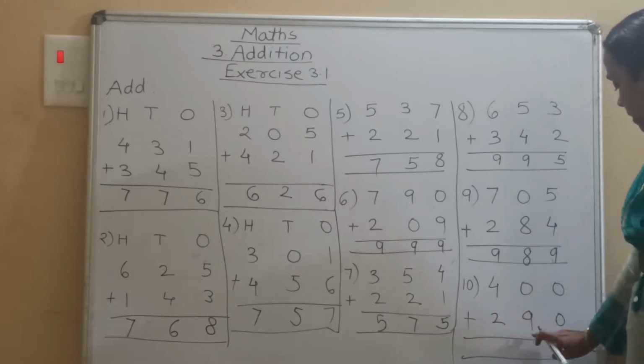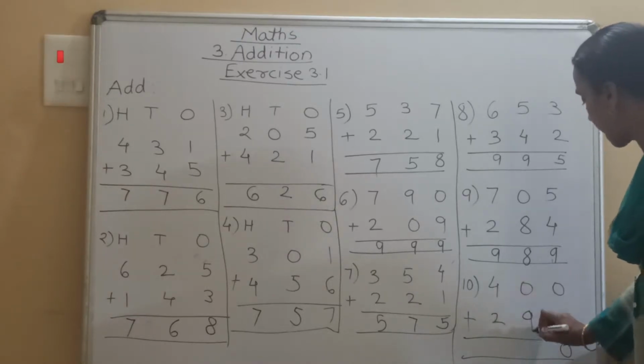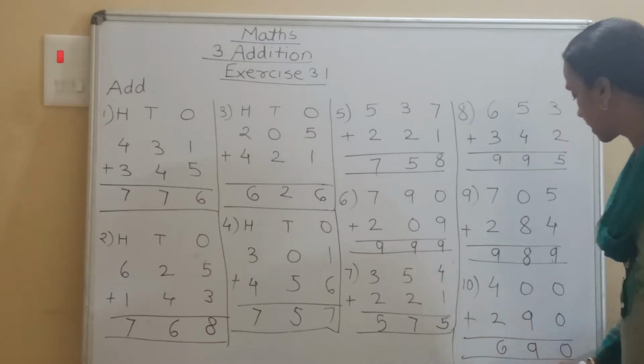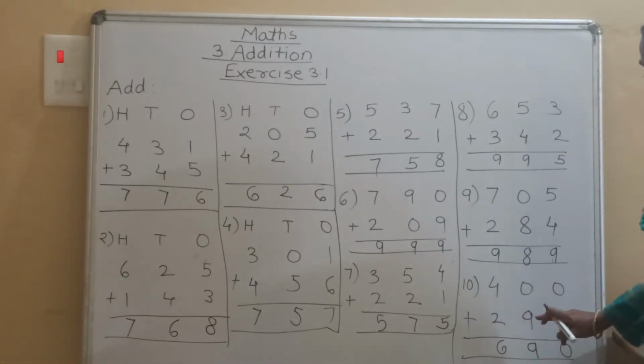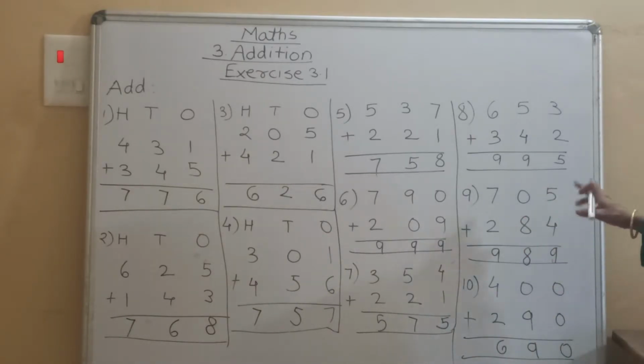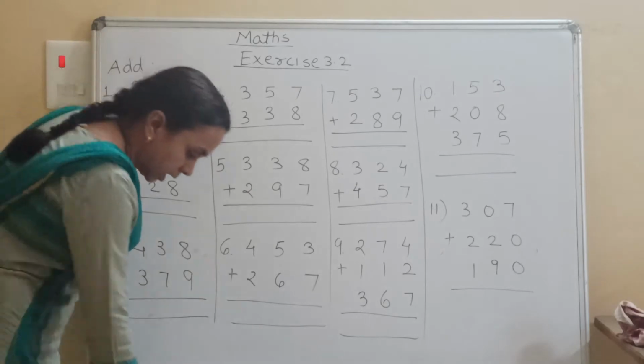10th question is what? 400 plus 290. 0 plus 0, 0. 9 plus 0, 9. 4 plus 2, 6. What is the answer? 690. And the 11th and 12th questions are for your homework. Now see page number 41.